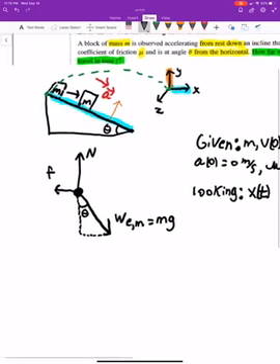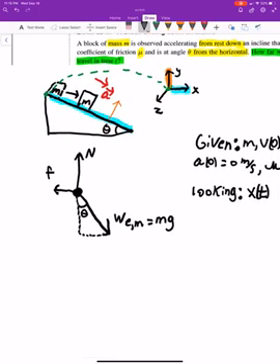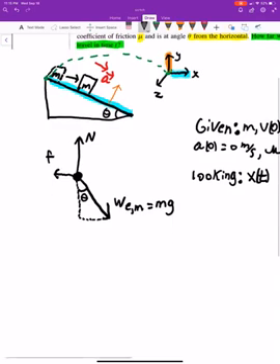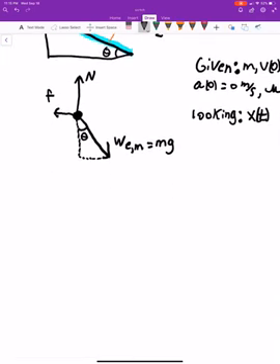So we drew some pictures, we wrote down our knowns and our unknowns, and now we can start working with equations. I'll write down Newton's second law, generally speaking. Sum of all forces is equal to mass times acceleration. And acceleration is the second derivative of position. So let's break this down in every component.